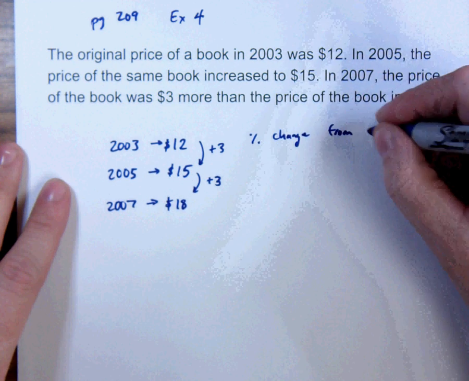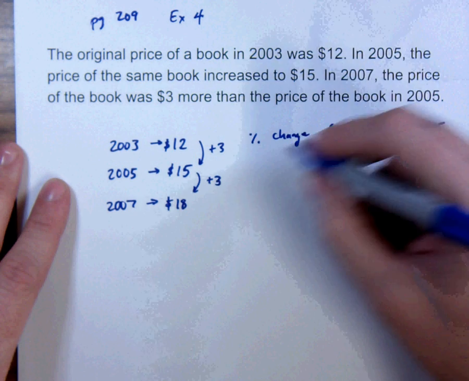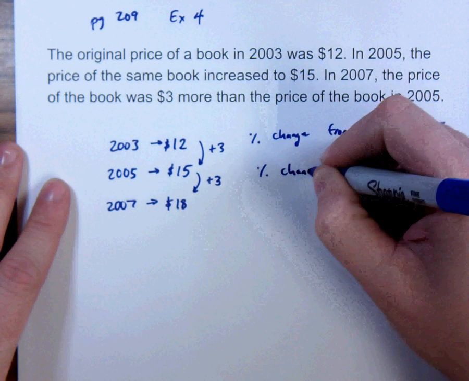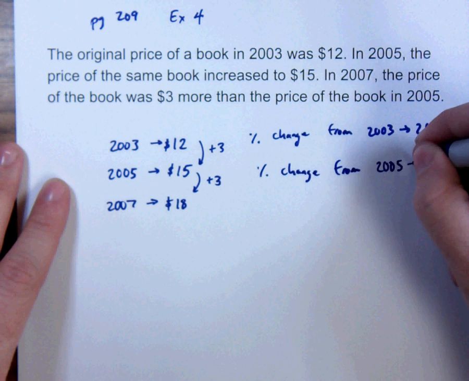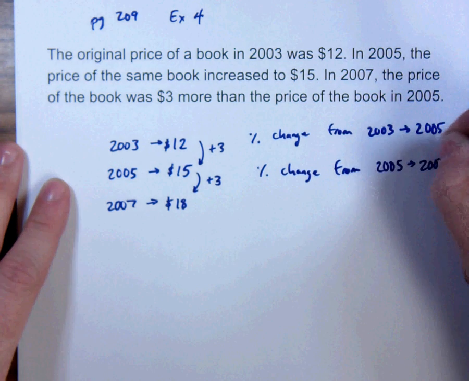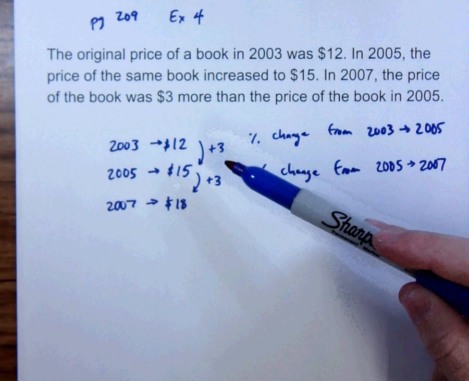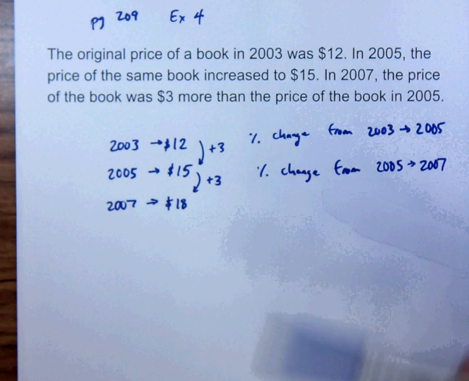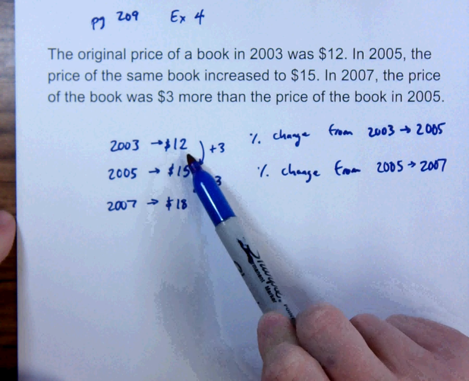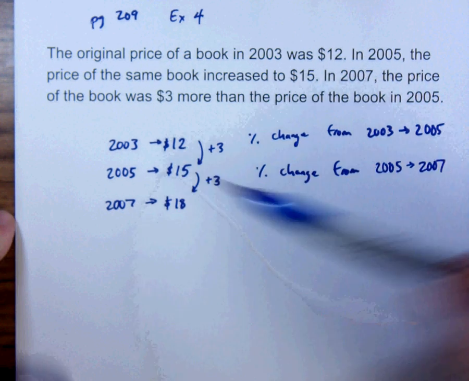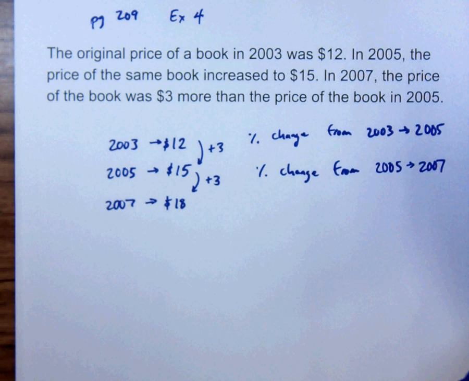from 2003 to 2005, and we also want to know the percent change from 2005 to 2007. And you'd say, well, it went up $3 both times, so the percent change is the same. But in fact, it's different because the base will change. In 2003, the base is 12, and in 2005, the base is 15, which changes the ultimate percentage that's happening.